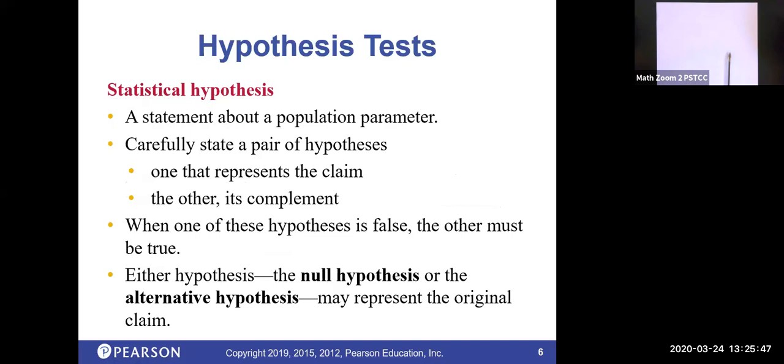The first step in a hypothesis test is to state the claim and then state the two hypotheses. Now, the claim can go with either the null hypothesis or the alternative hypothesis, and that varies from problem to problem. So we have to represent both sides here. We will have the claim and we'll also have its complement. You can think of the complement as the opposite.